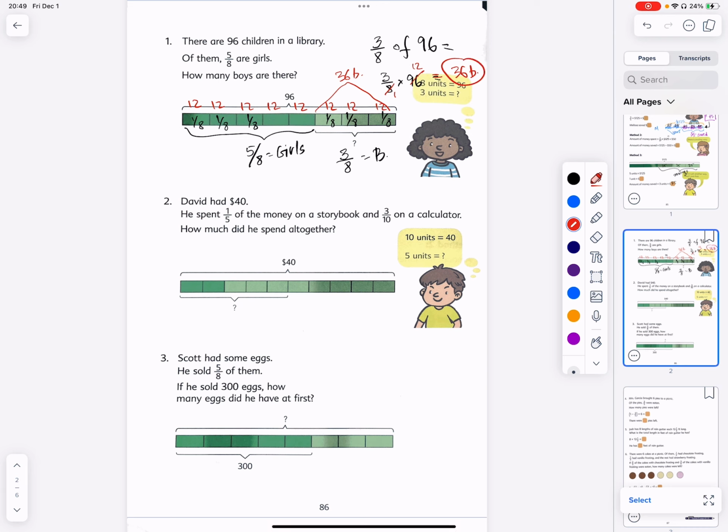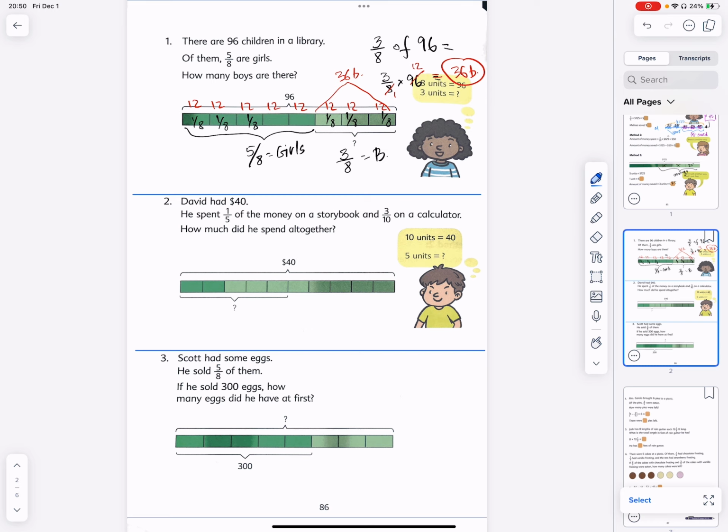Next problem. I'm going to put a line dividing my solutions so I can be organized. Next problem. David had $40. He spent 1/5 of his money on a storybook and 3/10 on a calculator. How much money did he spend together? Step 1. Let's first find out what fraction of the money he spent. So we know there was a storybook and he spent 1/5, and there was a calculator and he spent 3/10.